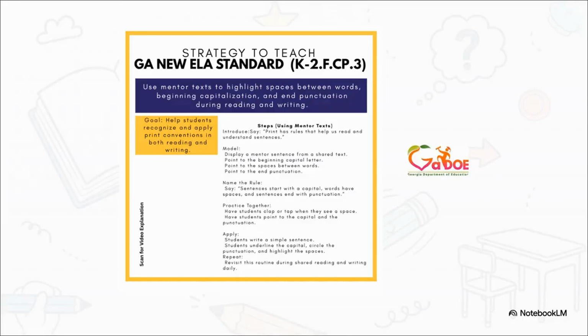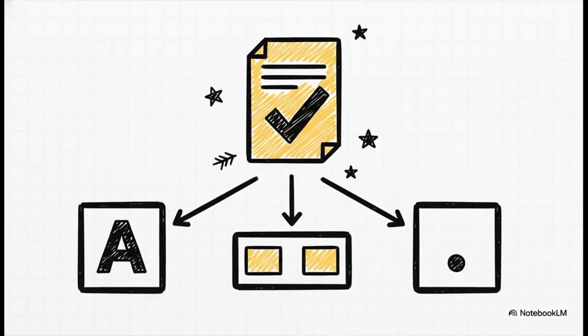And since we always plan with the end in mind, let's start with the evidence. The evidence document is basically our North Star for what counts as mastery. It gets super specific, telling us that students have to recognize that words are made of letters, that those words are separated by spaces, and that sentences use capital letters and end punctuation. These are the absolute non-negotiables for this standard.